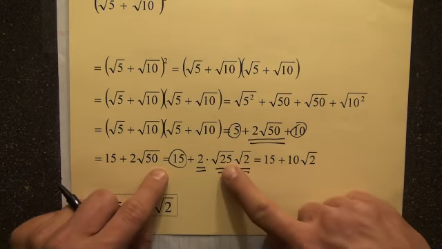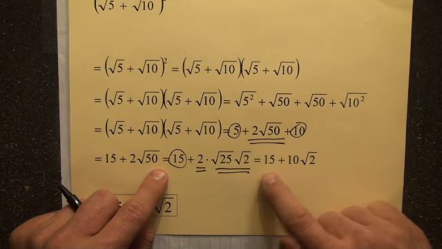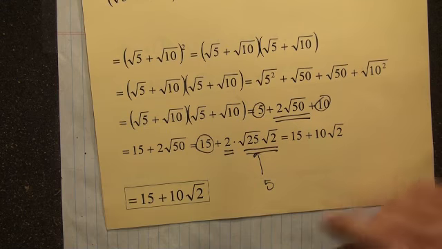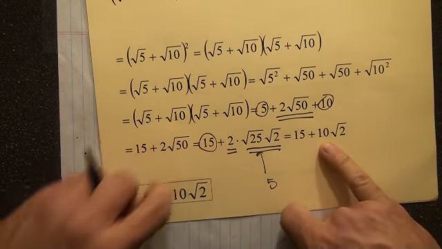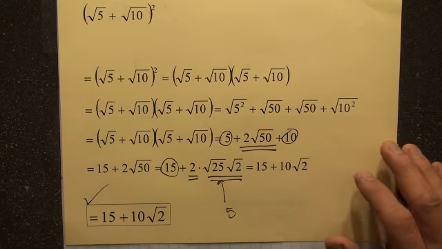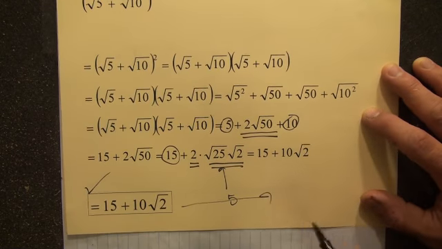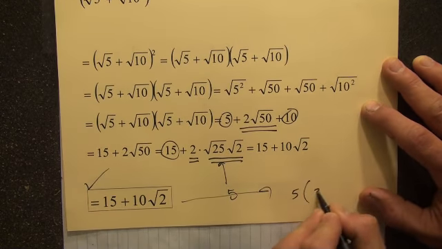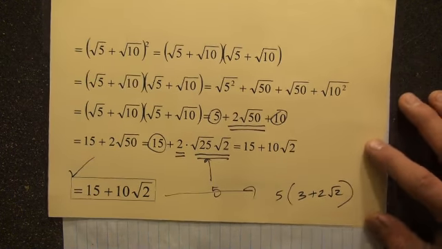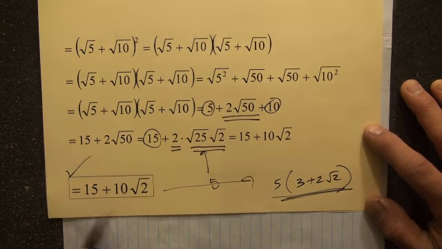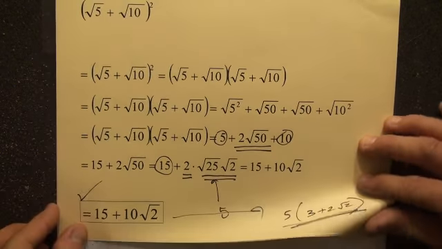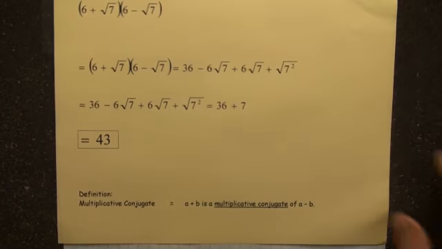Then root 25, of course, is 5. This part here is what? 5. But then you have a 2 in front of here. 5 times 2, that's how you get to 10. So 15 plus 10 root 2, and that would be our final answer. Of course, if you wanted to, you could factor out a 5 and put down 3 plus 2 root 2, although I don't think you'll probably want to bother with that because there's no chance to reduce anything. So that would be how you would do a quantity squared.